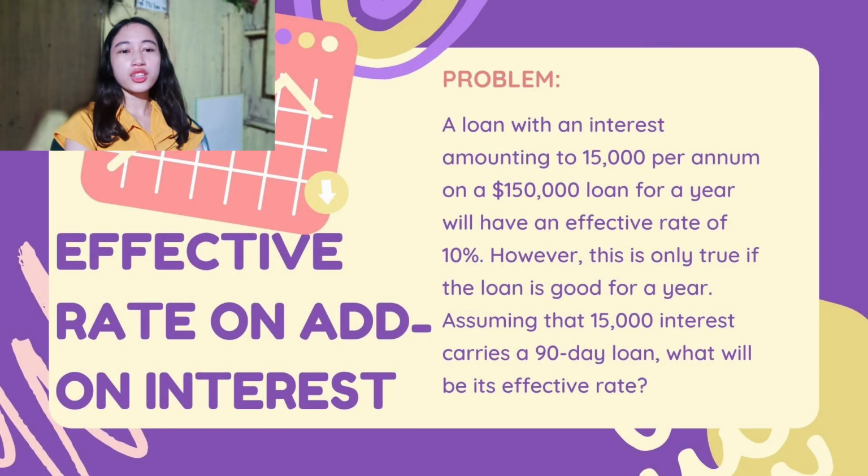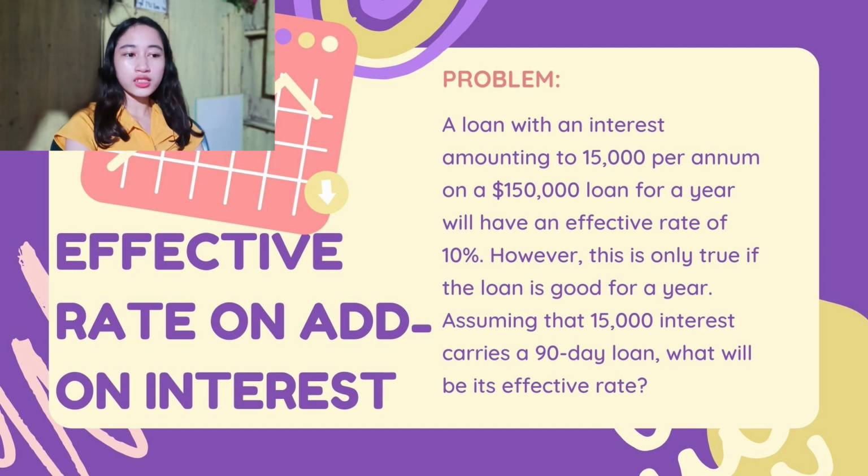Let's move on to the next topic, which is the effective rate on add-on interest. This is getting the effective rate with an add-on interest. It is the most basic computation in calculating loans and charging interest. So it is simple enough. See the problem example on your screen. I will read it.